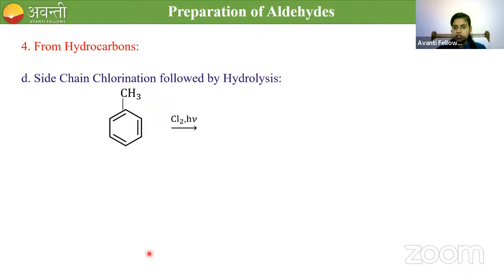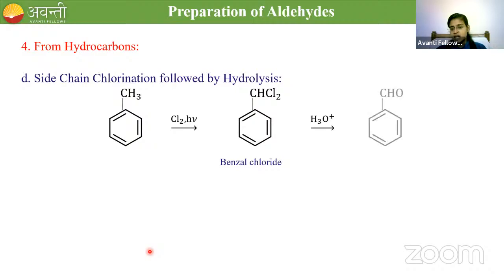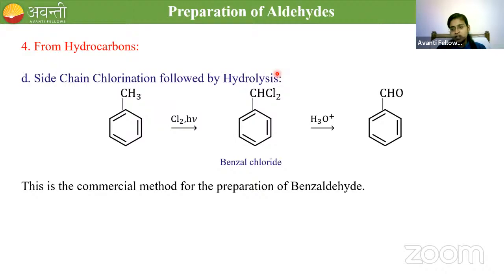So what will be the intermediate formed? We have a ring and two hydrogens replaced by two chlorines. C6H5CHCl2 we will get. And this compound is called benzyl chloride. This on treatment with H3O+ will give benzaldehyde. So the intermediate formed is very important. The formula CHCl2 is very important, because they will confuse you with CH2Cl, CCl3. That kind of options will be given. In that case, you should not get confused, okay? So two hydrogens will be replaced by two chlorines and the name of the compound is benzyl chloride. This method is the commercial method for the preparation of benzaldehyde. Okay, is it clear to all of you?